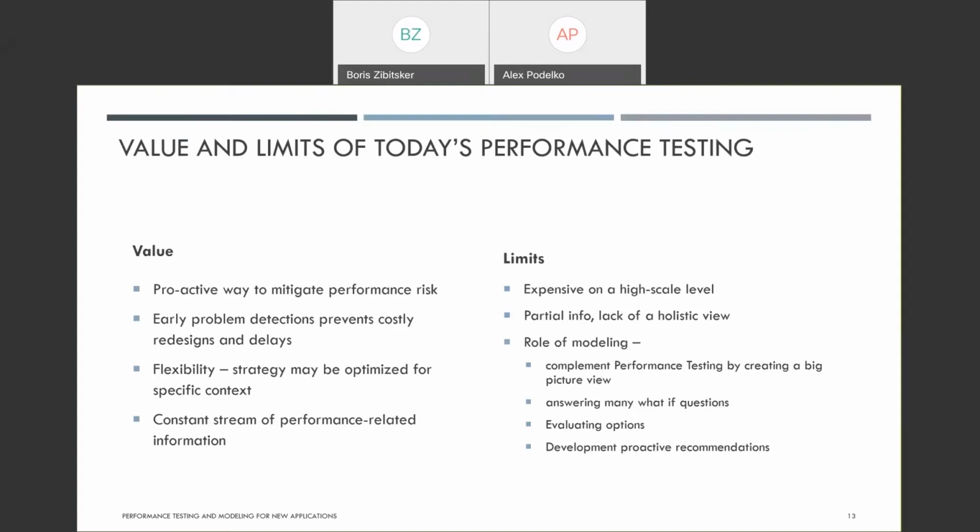Today's performance testing brings a lot of value. It is a proactive way to mitigate performance risks, and it allows us to identify and fix performance issues earlier. But it has its own limits. It is expensive on high scale tests, and if we do it early, it probably will provide partial information without a holistic view of the system. And here modeling could help us, complementing performance testing to mitigate these limits.